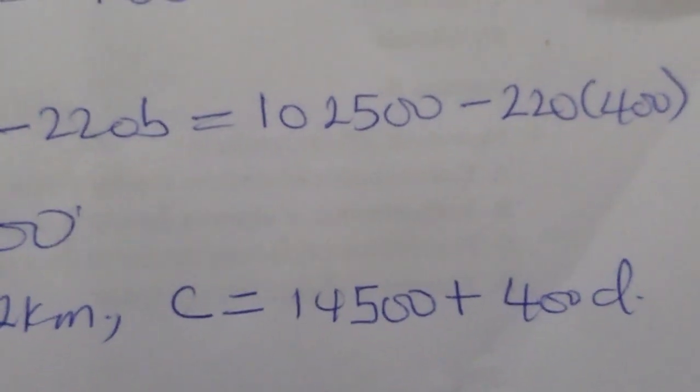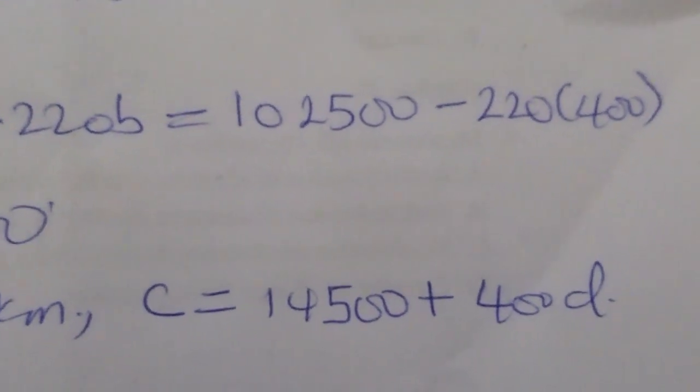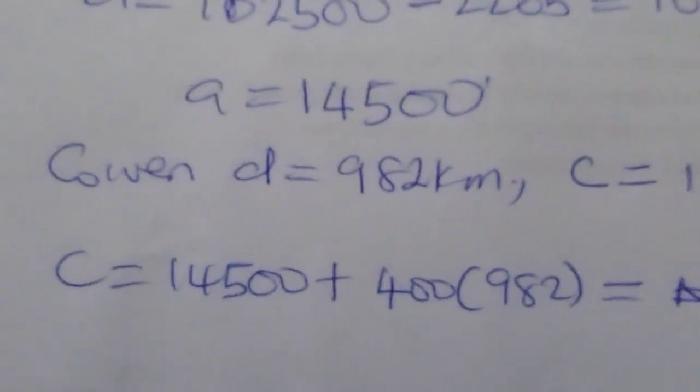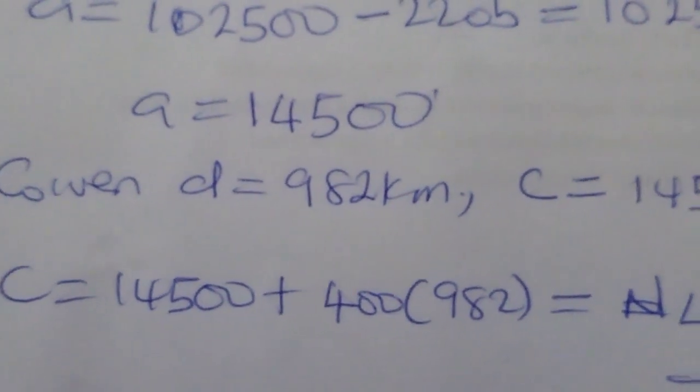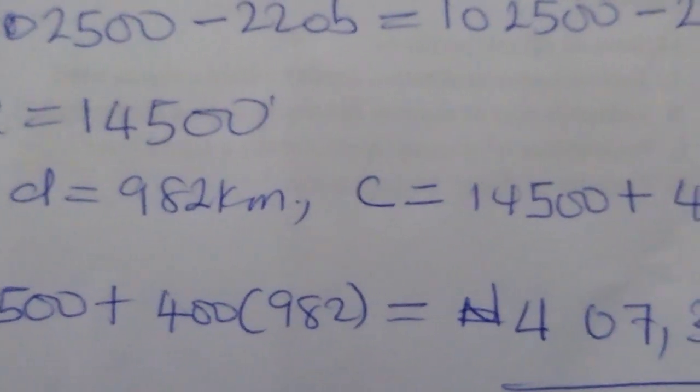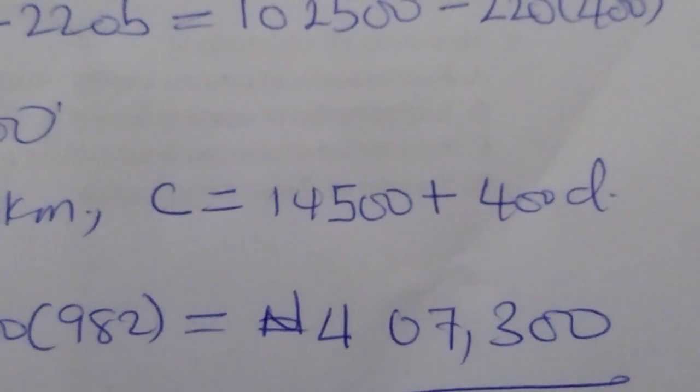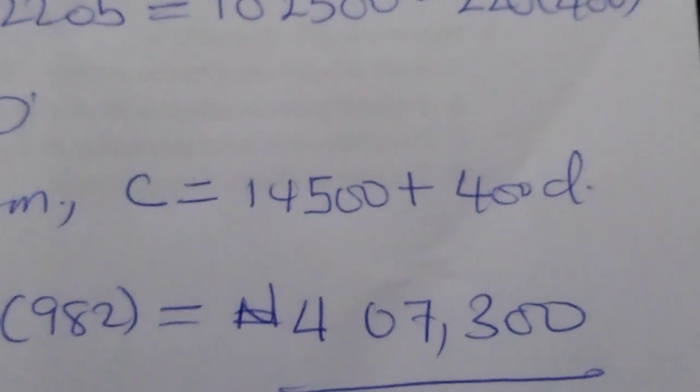the cost, this is the variation law now, is 14500 plus 400D. We substitute D with 982. That gives us cost equal to 14500 plus 400 multiplied by 982. That gives us 407,300 naira.